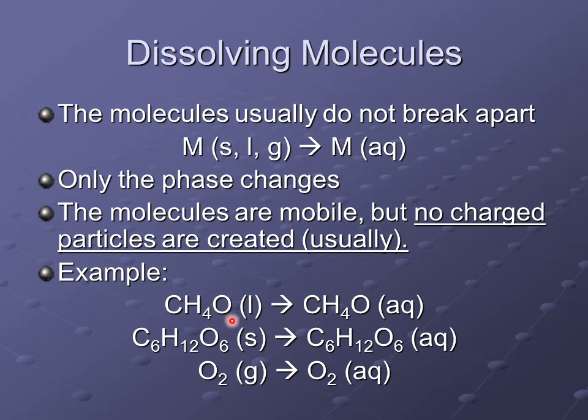CH4O, which is a not particularly good way of writing methanol, starts out as a liquid, like most alcohols with a small number of carbons. It can dissolve in water easily, so you start out with liquid methanol, you drop it into water, and you end up with aqueous methanol. Same thing with C6H12O6, that's glucose. It starts out as a solid sugar when it's not in contact with water. Add it to water, stir it up a little bit, and you end up with the same molecule, except now it's in the aqueous solution.